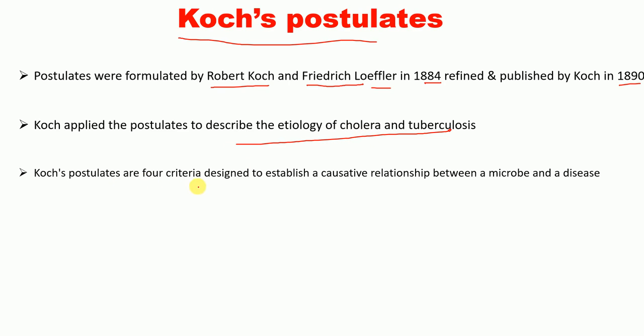There are four postulates in Koch's postulates, and these postulates are designed to establish a causative relationship between a microorganism and a disease. Basically, Koch's postulates establish a causative relationship between a microbe and a disease. This is the major aim of Koch's postulates.